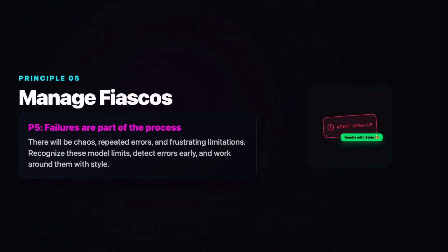Fifth, handle failure with style. Sometimes the agent will make mistakes, get stuck in a loop, and drive you crazy. This is part of the process. Stay calm, learn what it cannot do, and find clever ways around it.